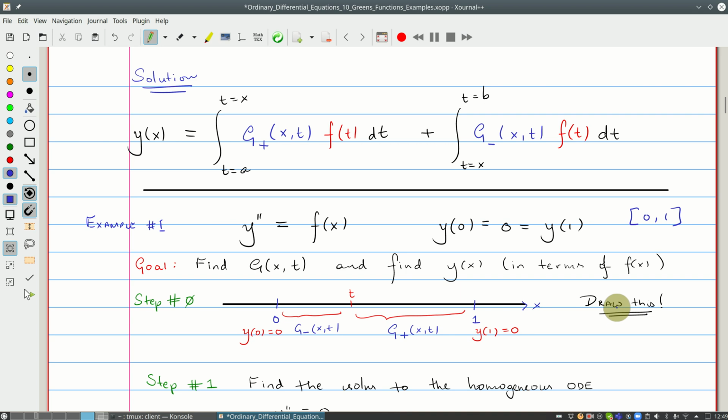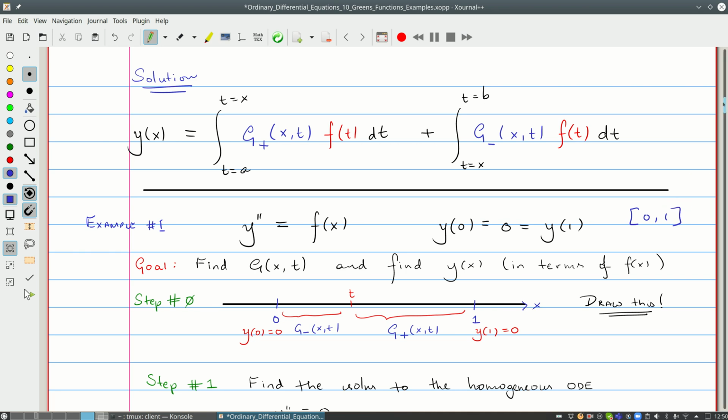Step 0, and I strongly recommend you do this each time you approach a problem like this. Draw a line, the x-axis, put down the end points applicable to this differential equation, from 0 to 1 in this case. There's a point t in between these two limits, and that defines a region on the left hand side and a region on the right hand side of t. On the left hand side of t we have g minus, and that's the Green's function we're going to define. On the right hand side of t we've got g plus, and then we have two boundary conditions, one applicable on the left hand side, so y of 0 is 0, and on the right hand side we have y of 1 is 0.